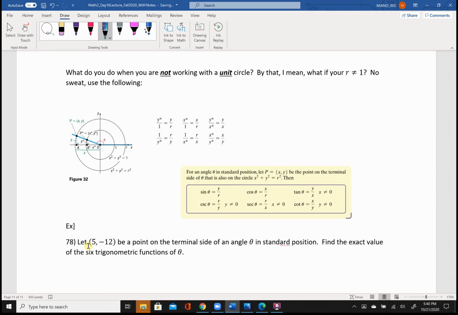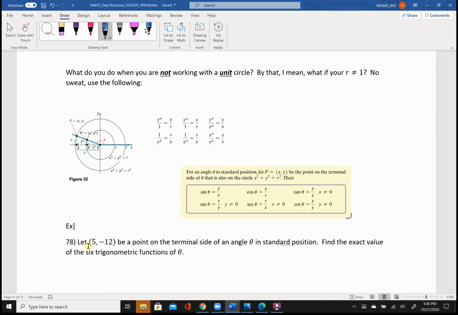What do you do when you have to work with something that's not a unit circle? Can you still use all of this information? Sure enough, you can. You just really have to throw in this factor of r, which is whatever the radius is of your circle that doesn't have a radius of length 1. Like your circle in this case is going to have a radius of some other length.